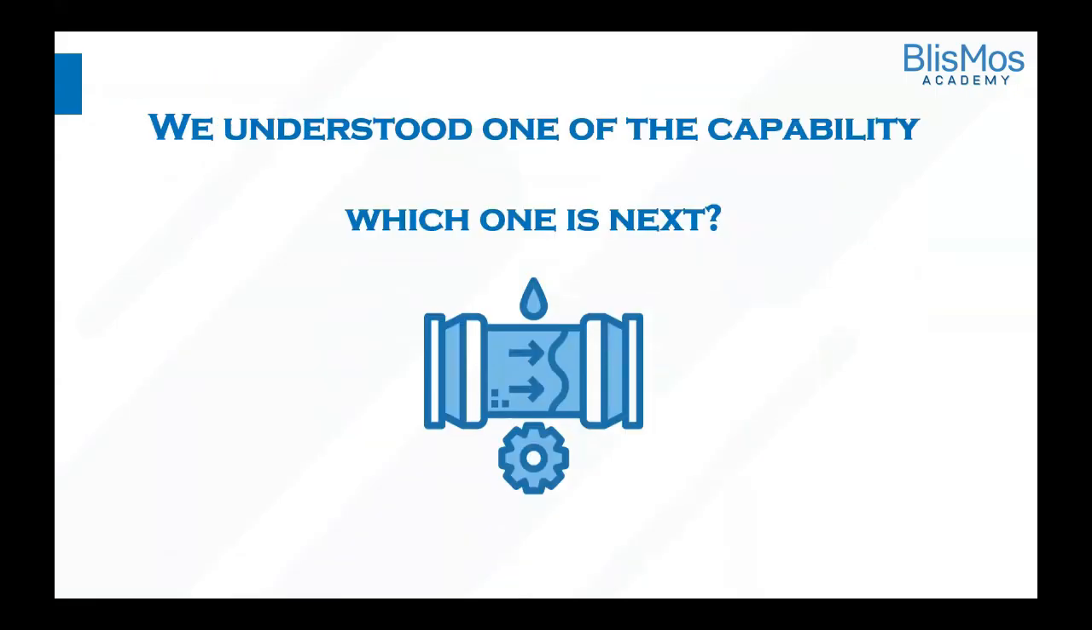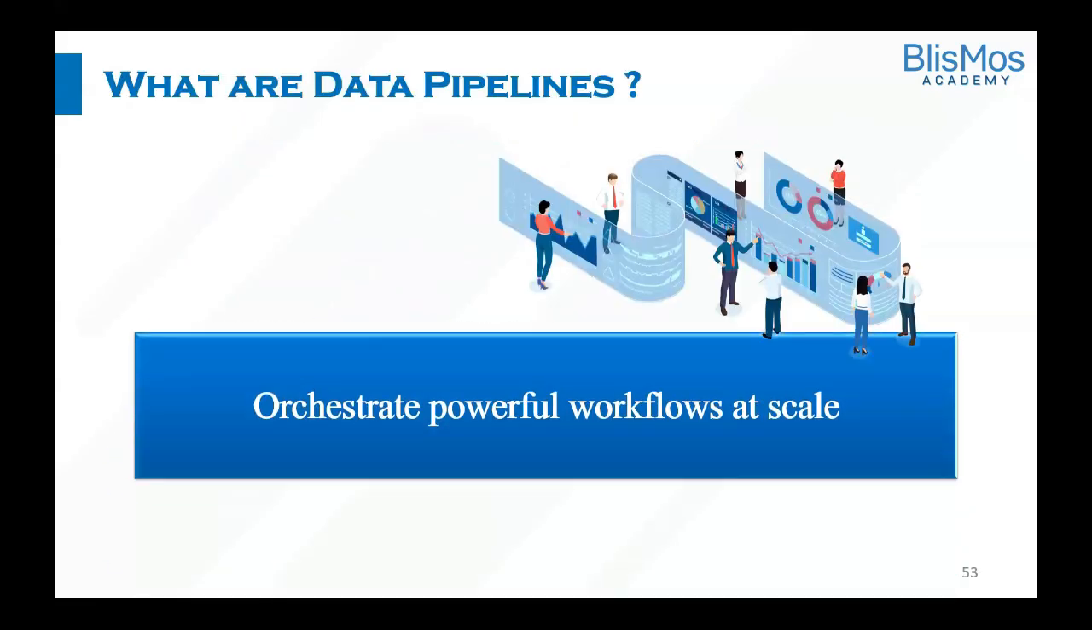Then we understood one capability, that is the data flow. What is the next capability? Data pipelines. Now the data pipeline is a bigger version of data flow. What does it mean? Basically, if data flow can do some aspect of it, data pipelines can do many things. So data pipelines are the capability within the data factory to orchestrate powerful workflows at scale. Look at the powerful words here.